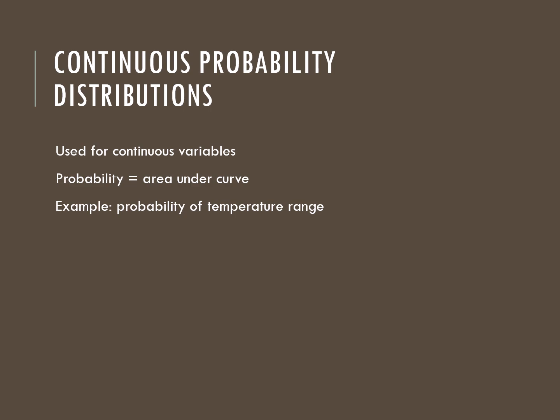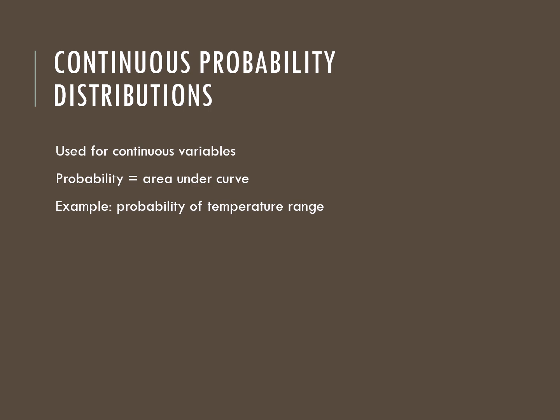Continuous probability distributions are used for continuous variables. Probability equals the area under the curve. An example is the probability of a temperature range. A continuous probability distribution describes how probability is spread over continuous values.